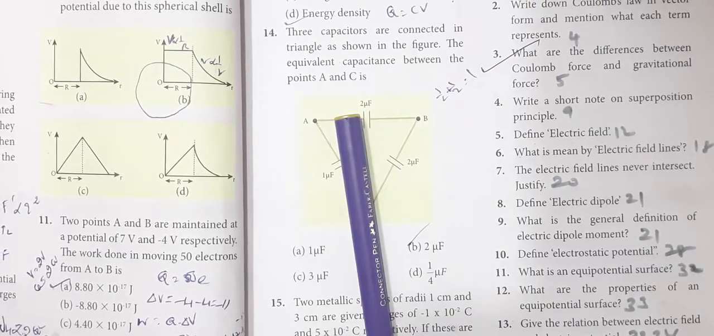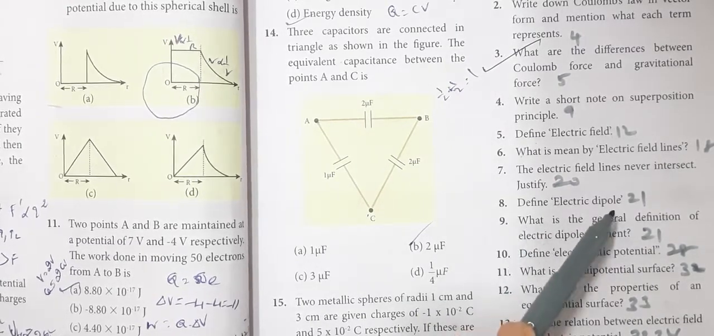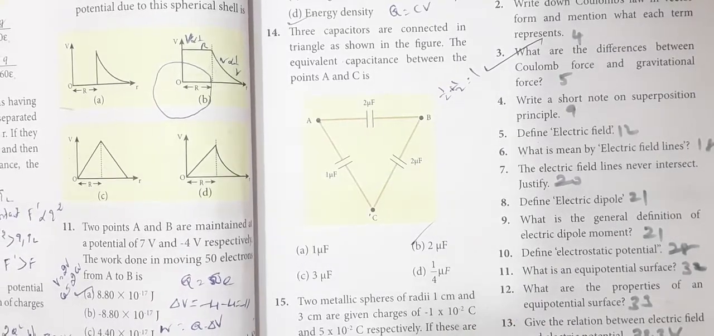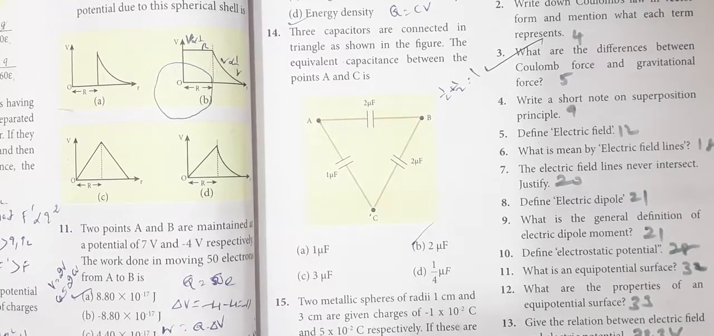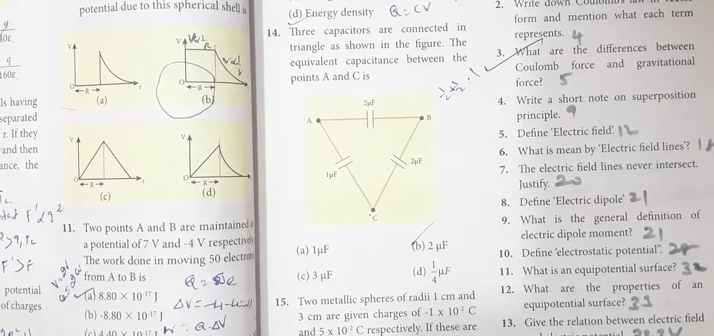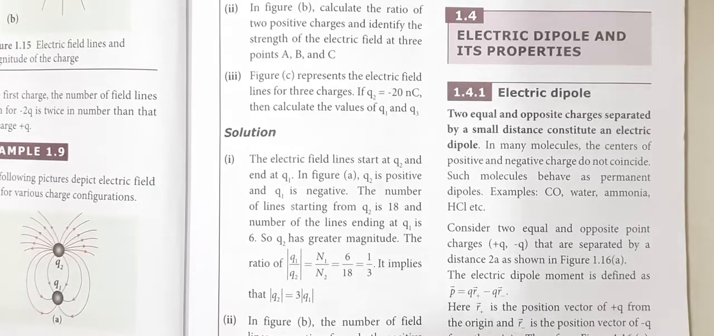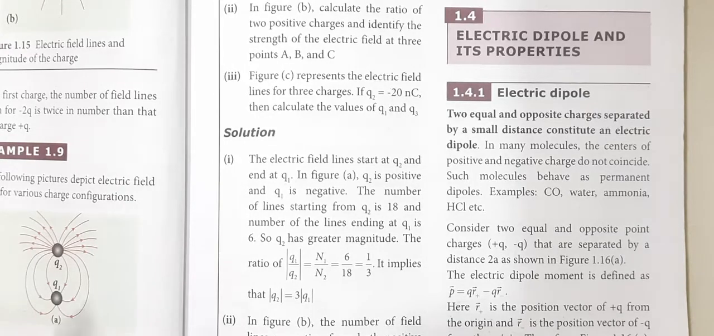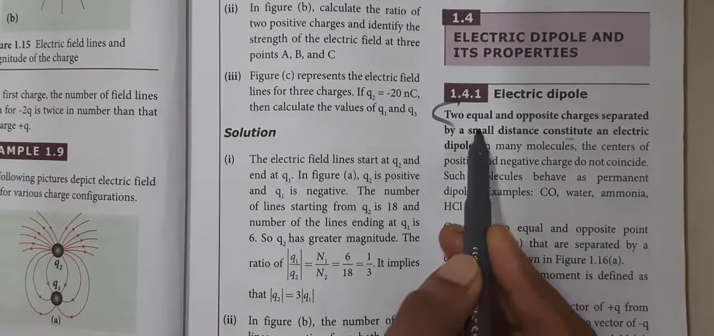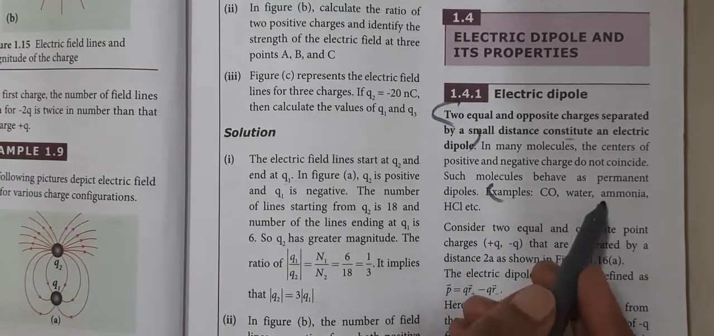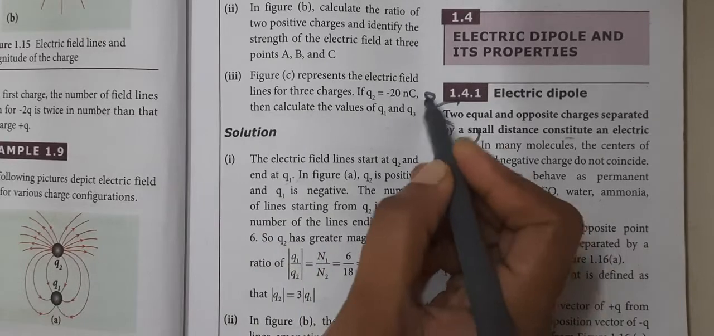The next question is, define electric dipole. Page number 21. All the short answers are very important short answers. Even though some questions are in the book back, all the topics, all the pages you have to learn. Okay. Here page number 21. Electric dipole: two equal and opposite charges separated by a small distance is called an electric dipole. You can learn the examples also: carbon monoxide, water, ammonia, HCl, etc. Okay. So this is question number 8.